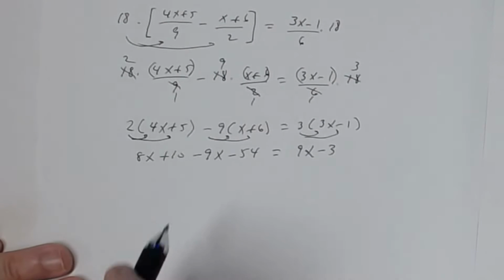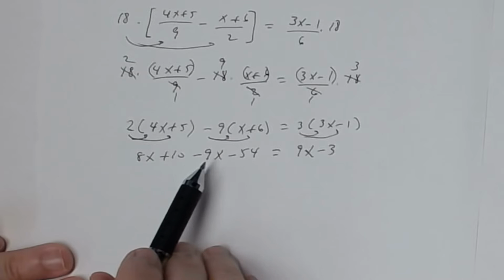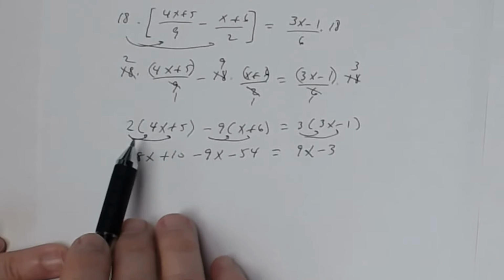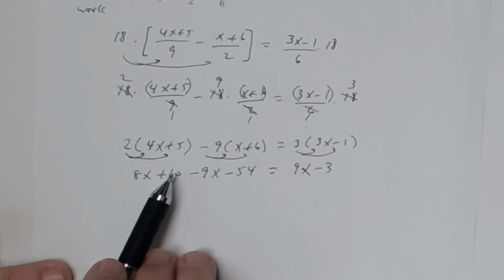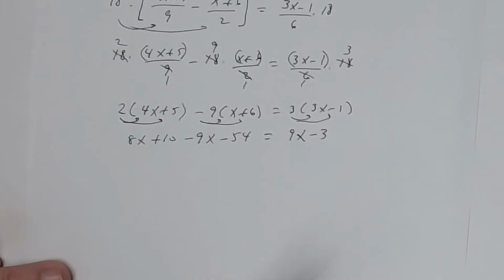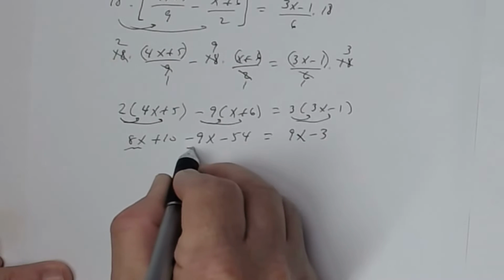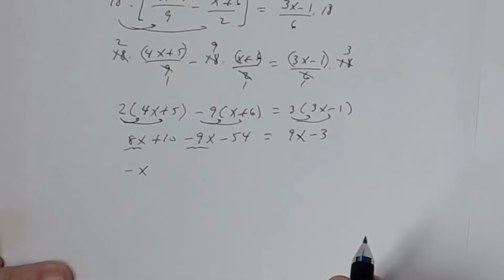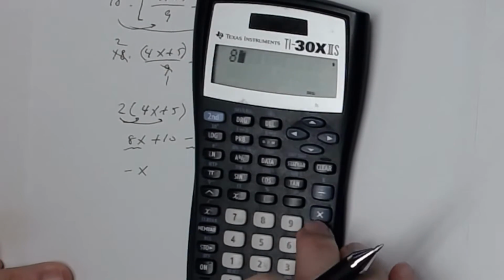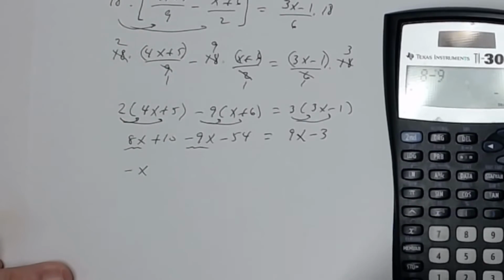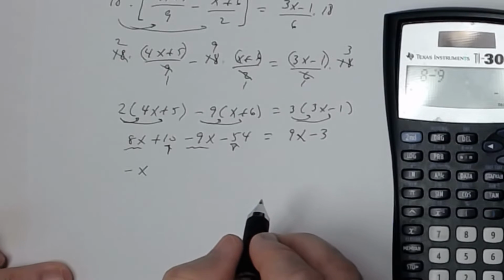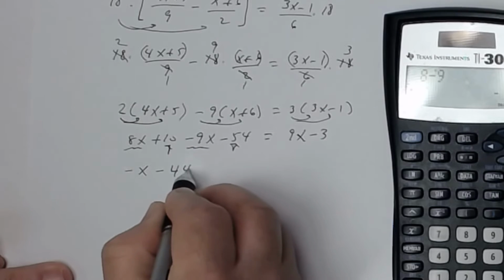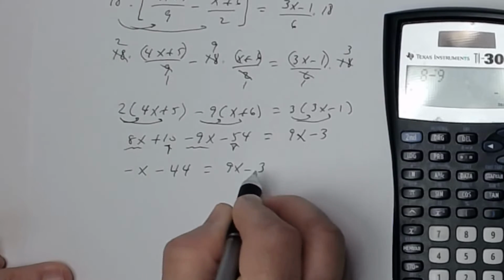Alright, so now again, all these are linear equations. And by the way, notice that you don't have any fractions left. So you cleared your fractions, which makes it a little bit easier for us to deal with. When I combine like terms, 8x and a negative 9x is a negative x. 8 and a negative 9 is a negative 1. You could see this on your calculator: 8 minus 9 equals negative 1. So I get a negative x. A positive 10 and a negative 54 is a negative 44. So negative x minus 44 equal 9x minus 3.